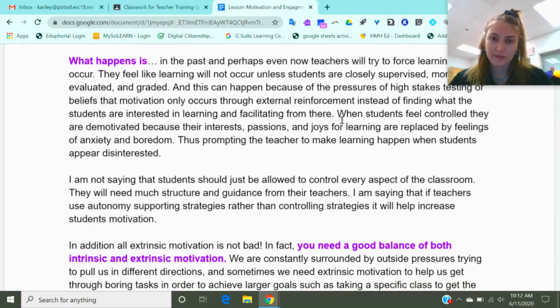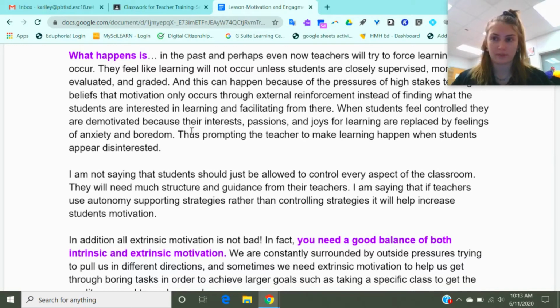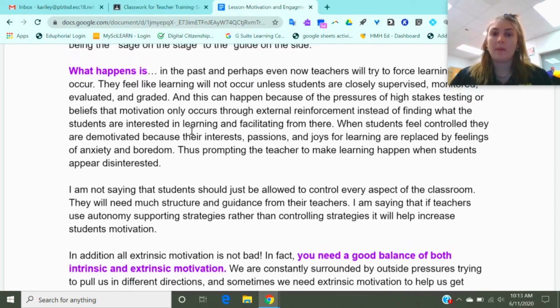So when students feel controlled, they're demotivated because their interests, passions, and joys for learning are replaced by feelings of anxiety or even boredom in a highly controlled classroom environment. And that happens, and then it's just a cycle. So the teacher thinks, oh, I have to make learning happen, when what they're doing is demotivating the kids, but they don't realize it. And so they keep trying to do those strategies.